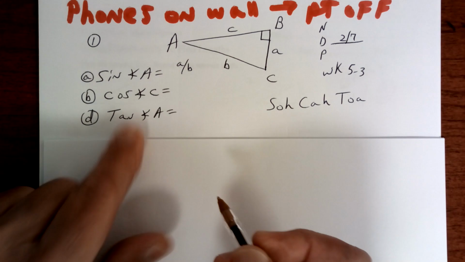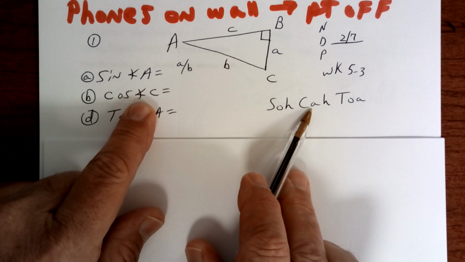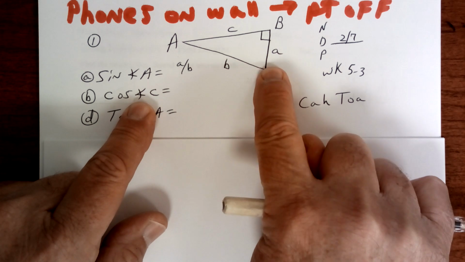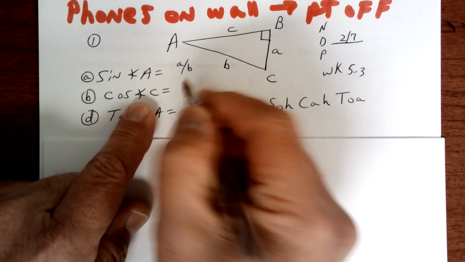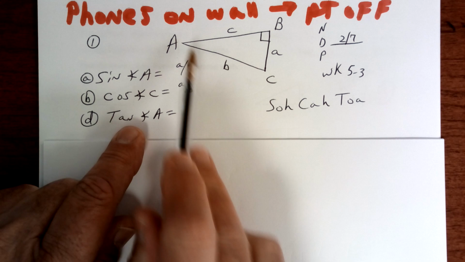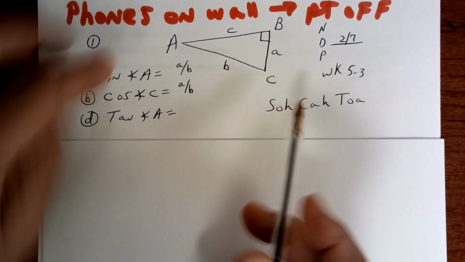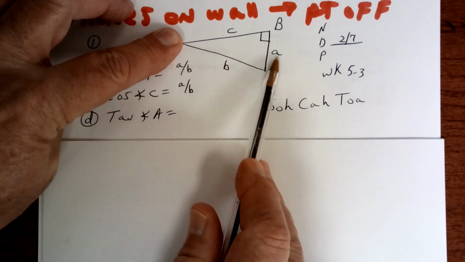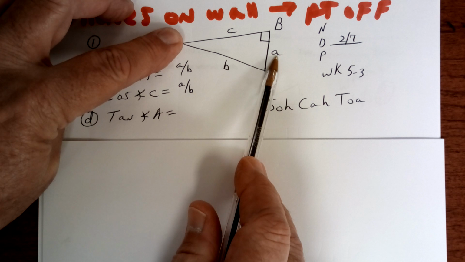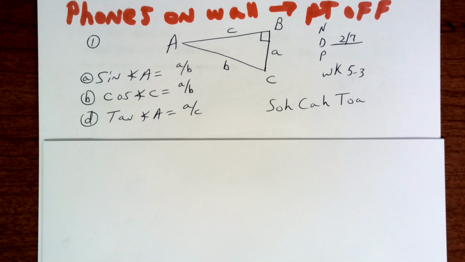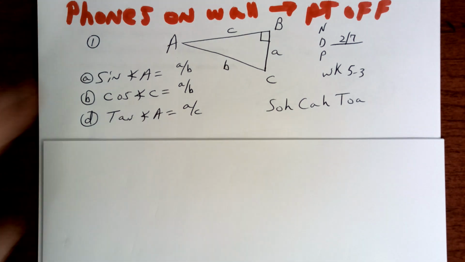The cosine is adjacent over hypotenuse, and I'm standing at C. So the adjacent would be A, and the hypotenuse would be B. So it would have to be A over B. So it's exactly the same thing, but a different place that you're standing. The tangent of angle A is opposite over adjacent. So the opposite is this one, which is A, and the adjacent is C. So it should be A over C. Make sure you understand that. Raise your hand if you do not, and I'll try to help you with that.